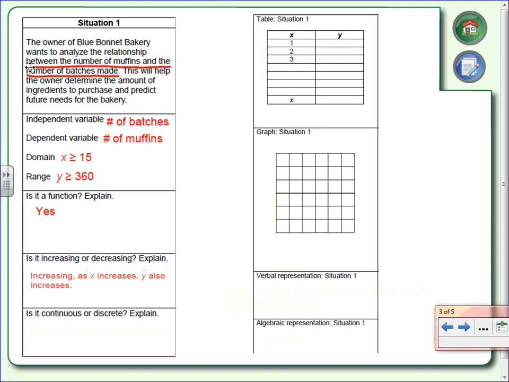And the reason it's increasing is because as each x increases, the y is also going to increase. In other words, every time we increase the number of batches, we're also going to increase the number of muffins. As one gets bigger, so does the other. This is why we have an increase.